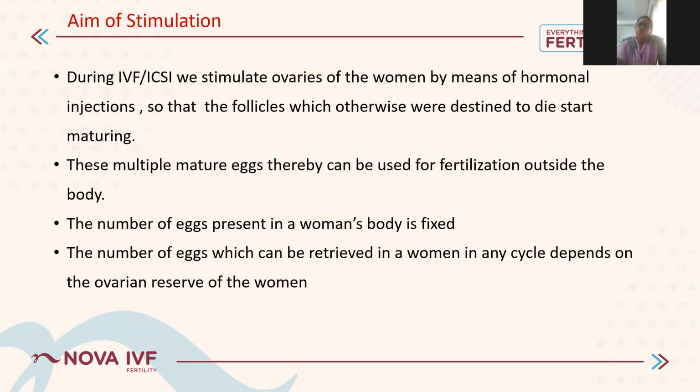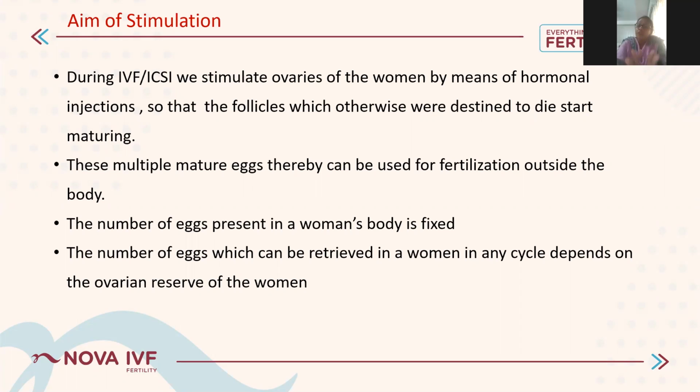Okay, so what is the aim of stimulation? As I have already told you, the first step is to stimulate the ovaries. So during IVF-ICSI, we stimulate the ovaries of the woman by means of hormonal injections. Usually, when one egg develops, there are many other eggs in the ovaries which die off because there is no hormonal support to them. But by giving injections, we are giving them hormonal support so that not only one egg, but many eggs develop in the ovaries. So these mature eggs can be used for fertilization outside the body.